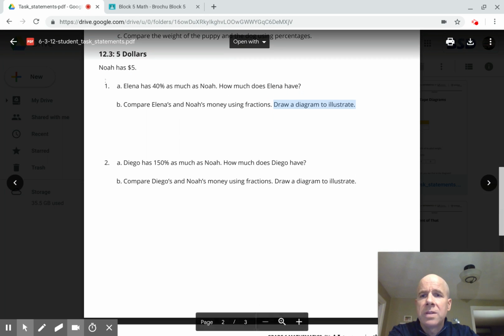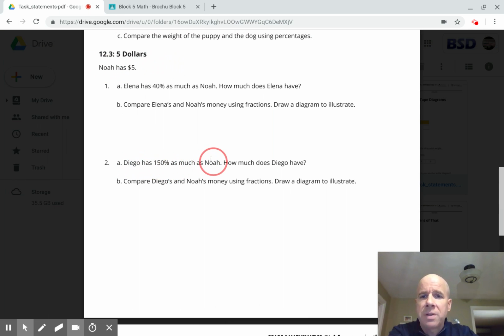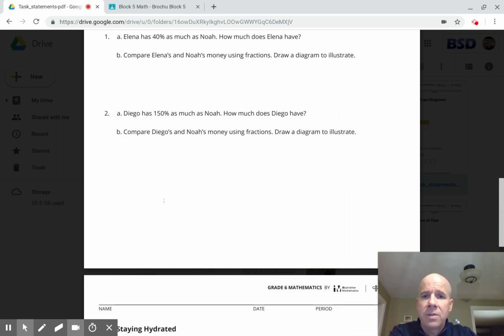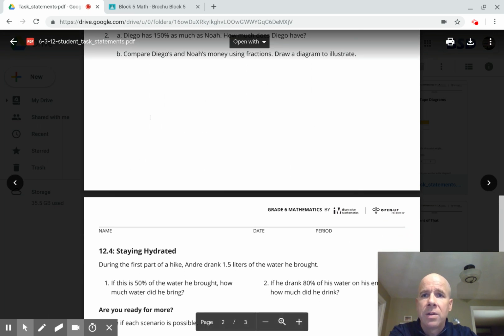So if we use the same tape diagram, if Noah has $5 and Diego has 150% as much as he has, what do you know about the amount of money that Diego has? Again, you're going to draw a tape diagram to try to illustrate what is going on with that one.